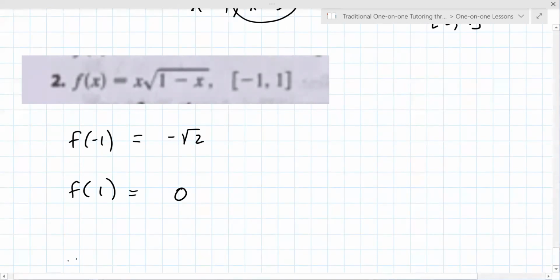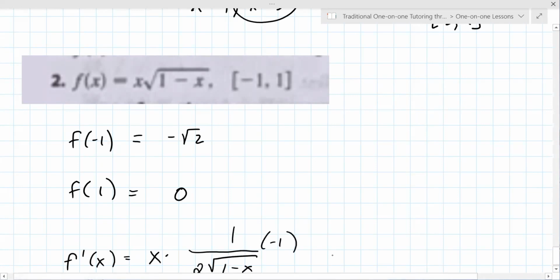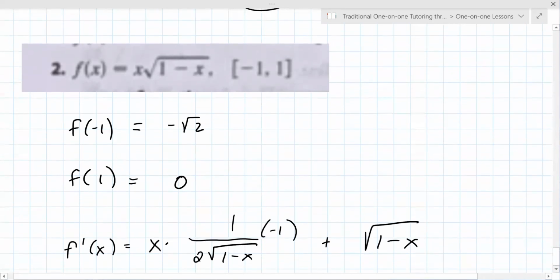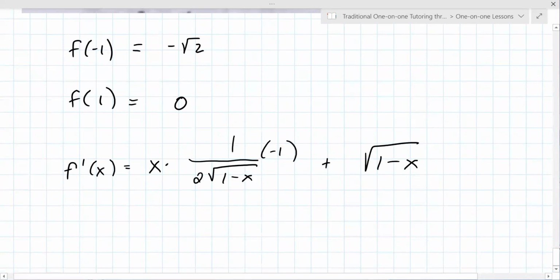Then you got to take a derivative. What rule do you see kind of governing this right here? Product rule. So it's x times 1 over 2 square root 1 minus x times -1 plus square root 1 minus x. And you set this equal to 0.